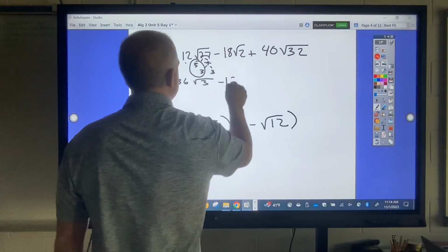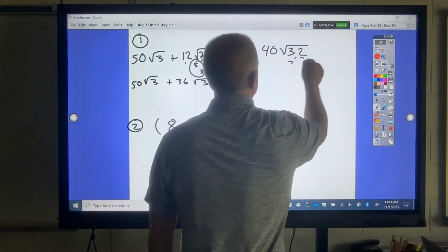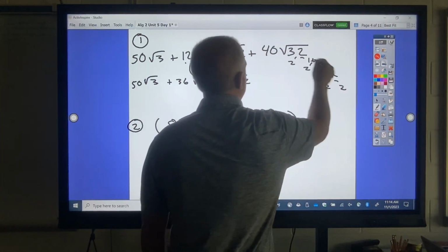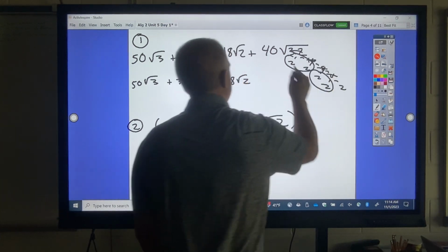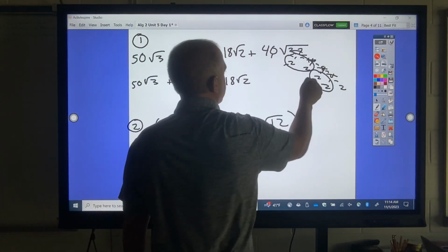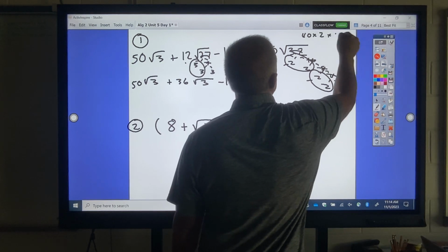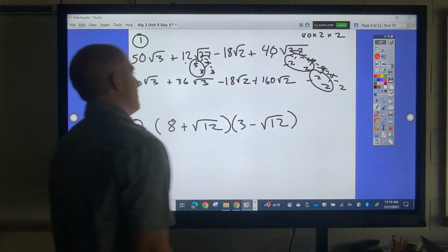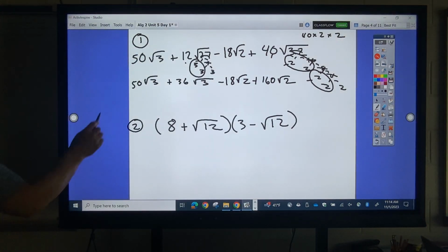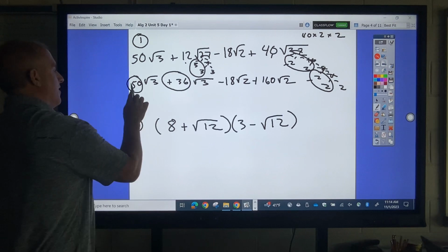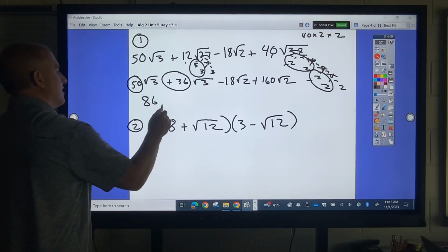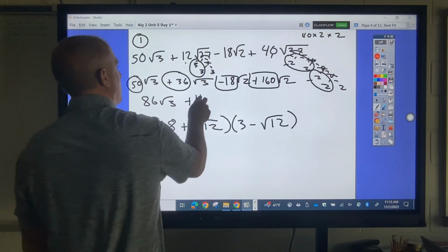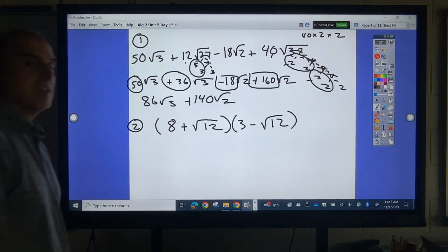This is prime. Okay, 2, 16, 2, 8, 2, 4, 2, 2. Cross off those, pair, pair. So what I'm going to multiply, this, and this. 40 times 2 times 2, which would be positive 160 square root. What did I not cross off? This. Now that I've reduced those, I can combine these numbers. 50 plus 36 would be 86 square root of 3. Negative 18 plus that would be positive 140 square root of 2. And that would be my final answer.